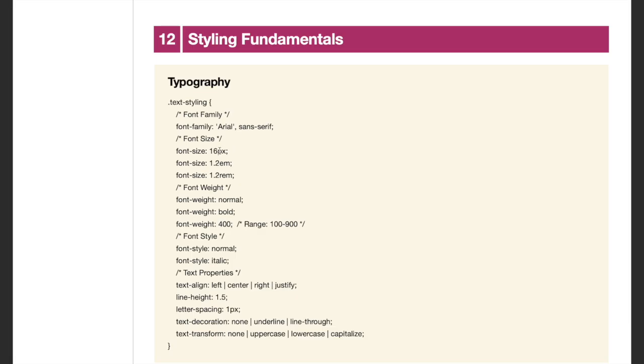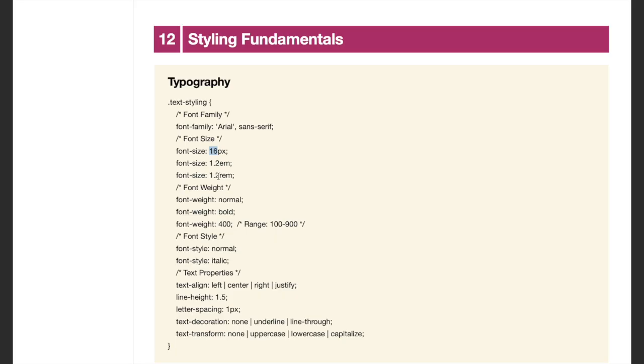So next is font size. We use 16 pixel. There is 1.2 em, 1.2 rem. What is em and rem? So these are relative units, and 16 pixel is an absolute unit. And we will talk about why relative units are a bit better than absolute unit in a moment.